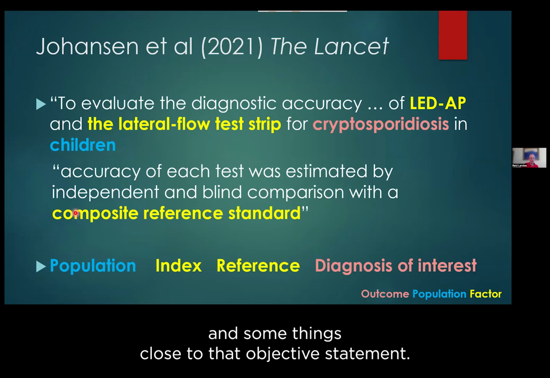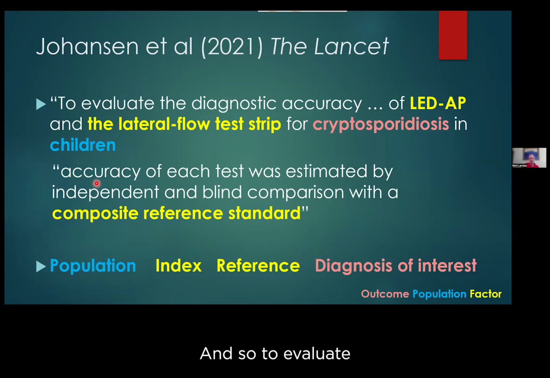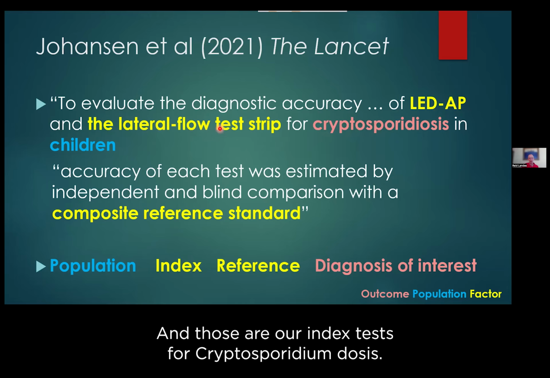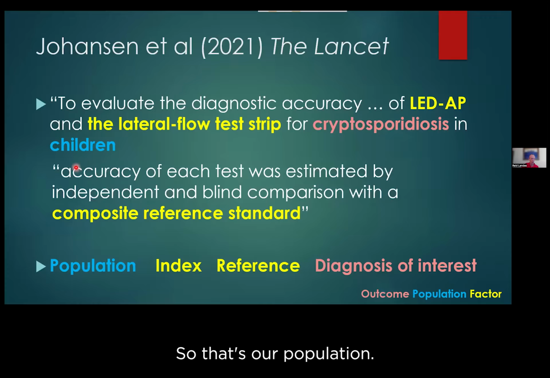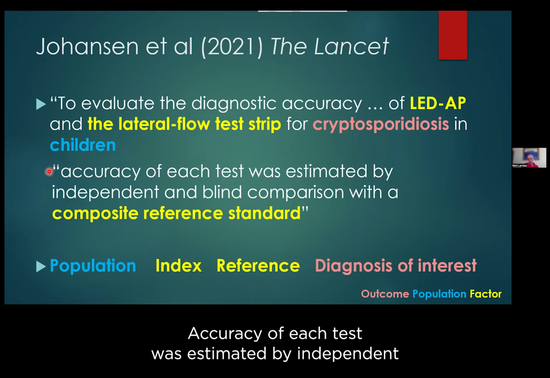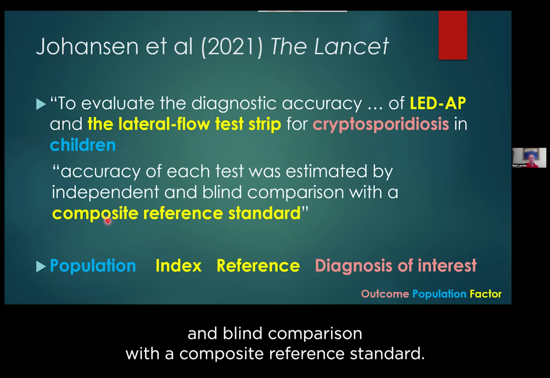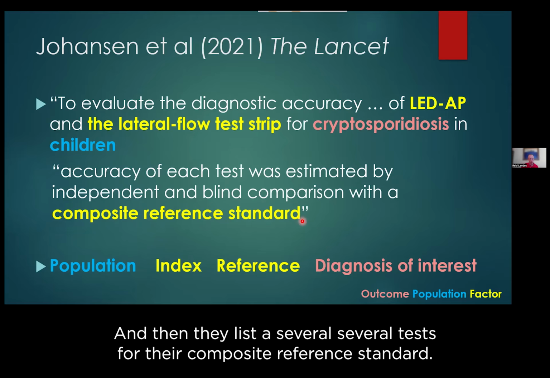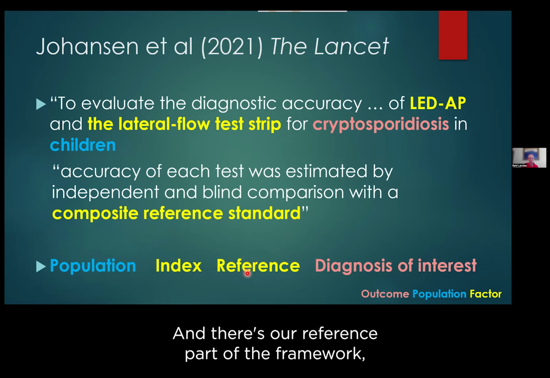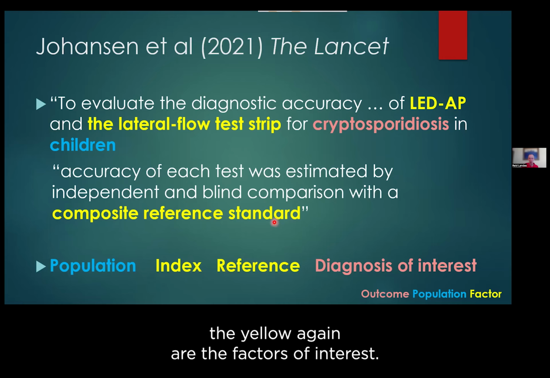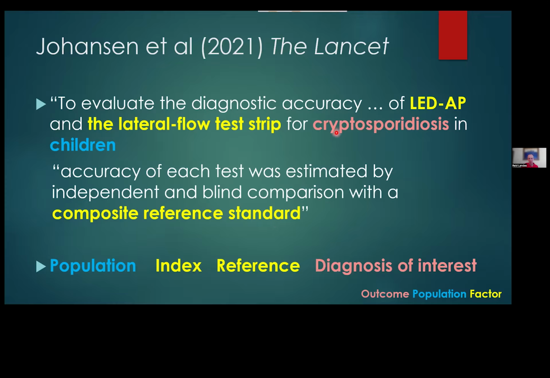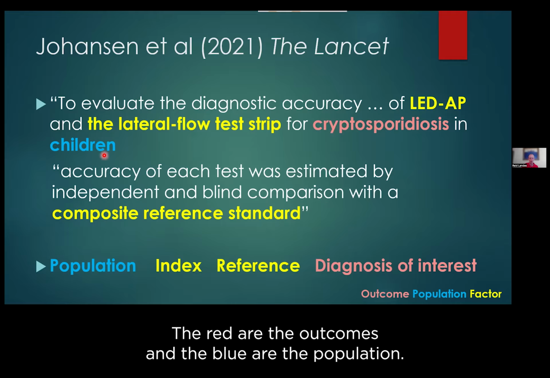So from their text, we have their objective statements and some things close to that objective statement. To evaluate the diagnostic accuracy of LEDAP and the lateral flow test strip, those are our index tests, for cryptosporidiosis, that's our diagnosis of interest, in children. So that's our population. Accuracy of each test was estimated by independent and blind comparison with a composite reference standard. And then they list several tests for their composite reference standard. And there's our reference part of the framework, the PIRD. The yellow again are the factors of interest. The red are the outcomes, and the blue are the population.